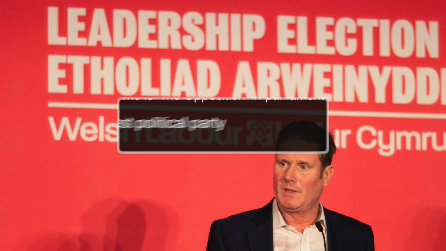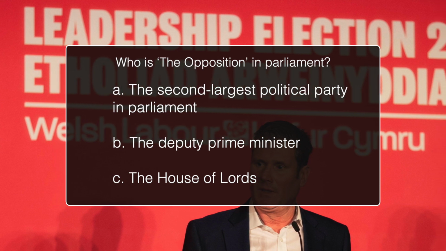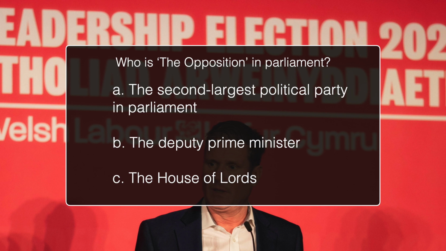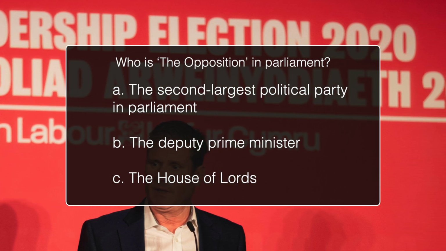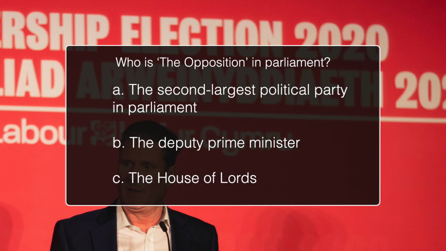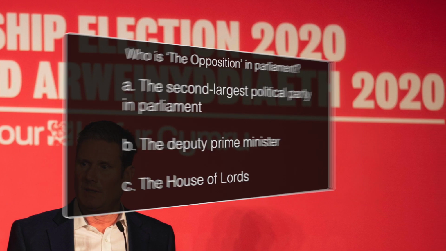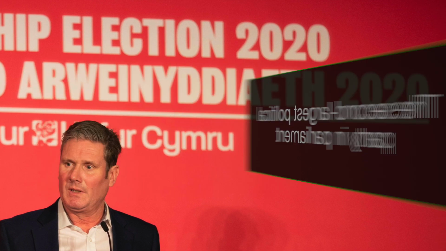Who is the opposition in Parliament? A. The second largest political party in Parliament. B. The Deputy Prime Minister. Or C. The House of Lords. The answer is A. The second largest political party in Parliament is the opposition.